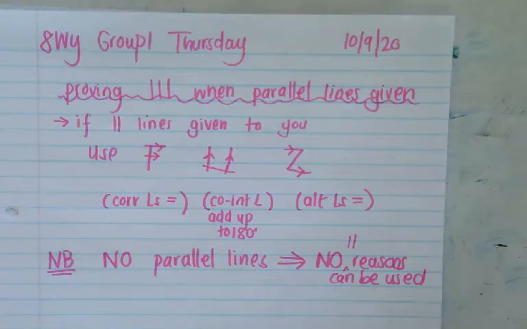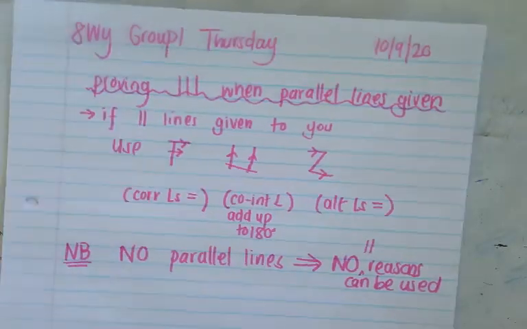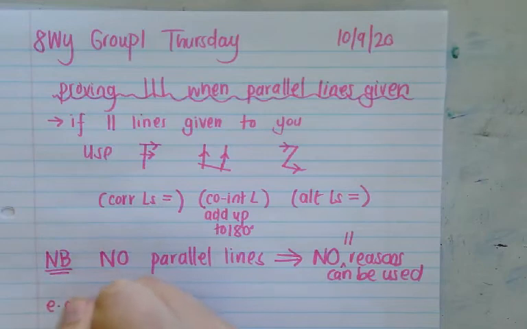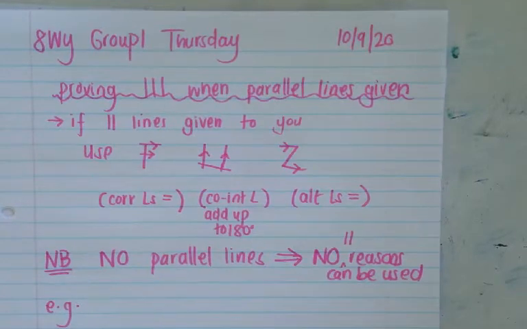So I'm going to do one or two that's not on the diagram first. Then we'll do the one that's on the diagram. So let's do an example. Oh, ruler. There's my ruler.